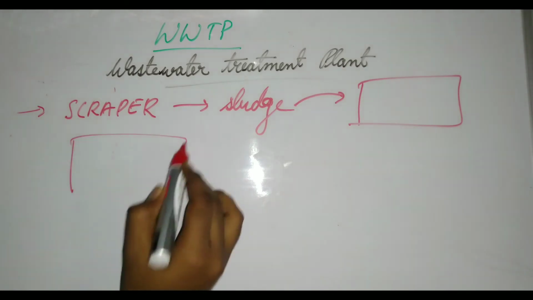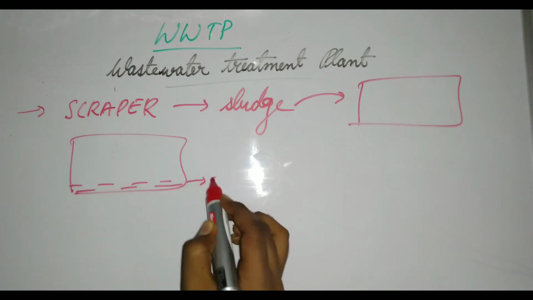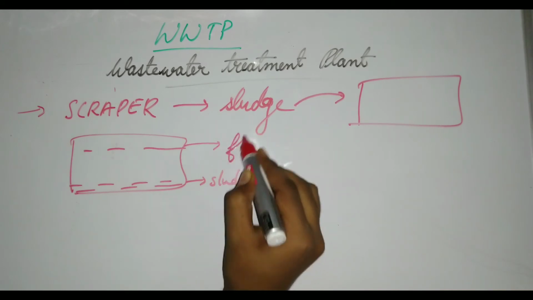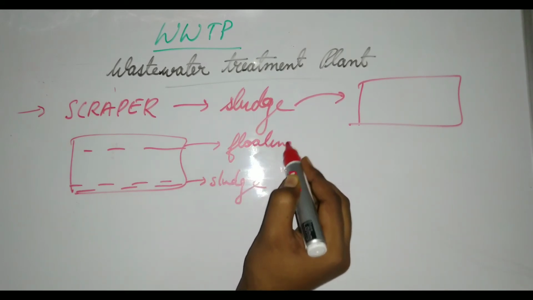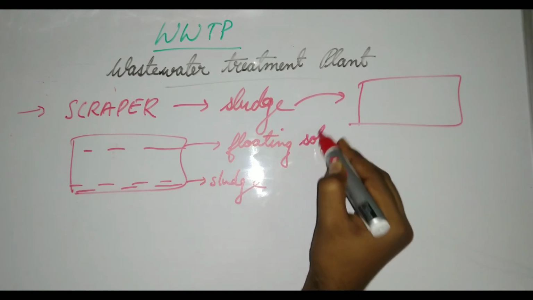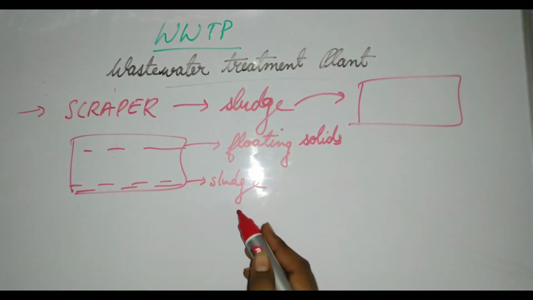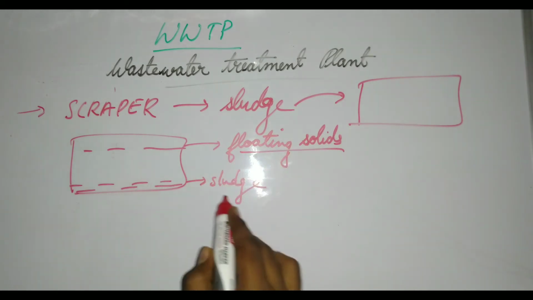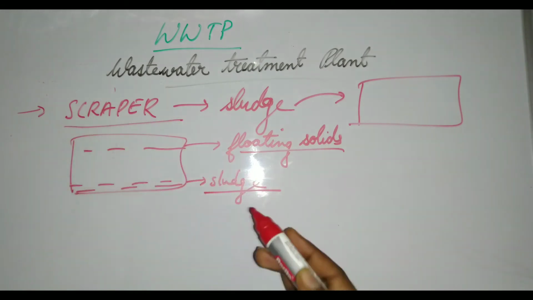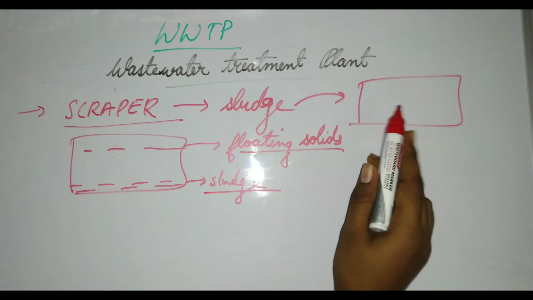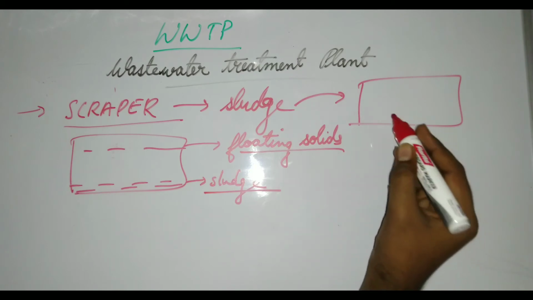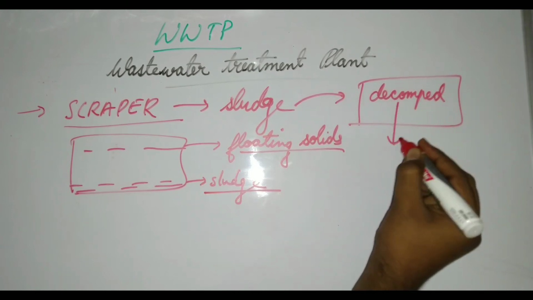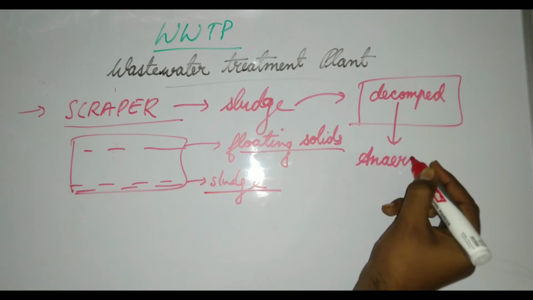So initially I'll just draw it. Initially the tank was containing the sludge as well as the floating solids. Sludge as well as what? The floating solids have been removed by the skimmer and the sludge has been removed by the scraper, solid feces. Now the sludge is transferred to a separate tank where it is decomposed. Remember this word, decomposed, by what? Anaerobic bacteria.